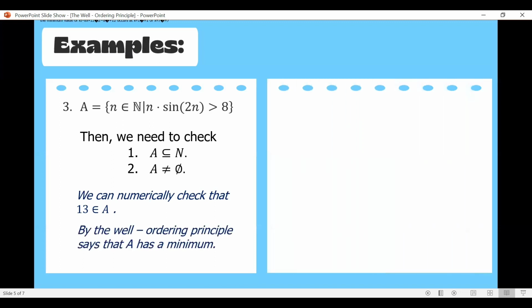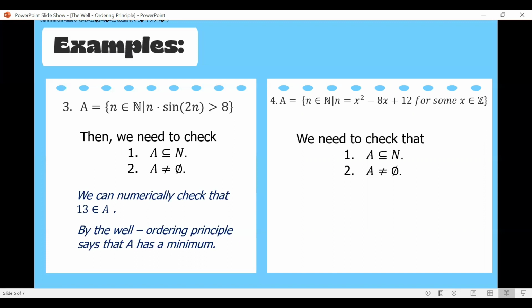And let's have the last example. We have set A containing n, an element of natural numbers, such that n is equal to x squared minus 8x plus 12 for some x, an element of the set of integers. So let's check again if the two properties of the well-ordering principle are satisfied in this given set. Let's start with the first one. A is a subset of natural numbers. That's true. It is defined that the elements n of set A are a subset of natural numbers. So condition number 1 is satisfied.